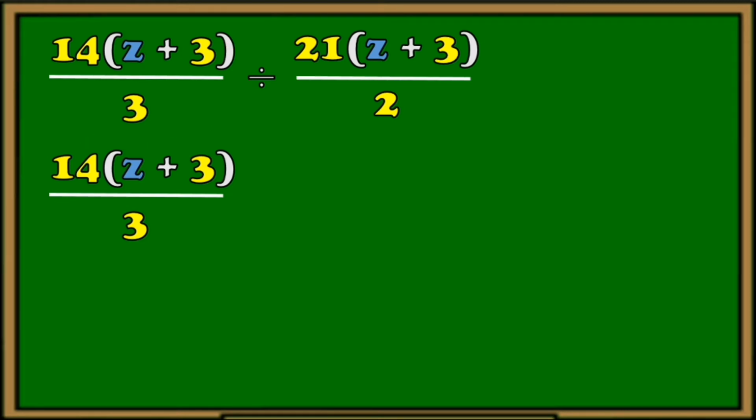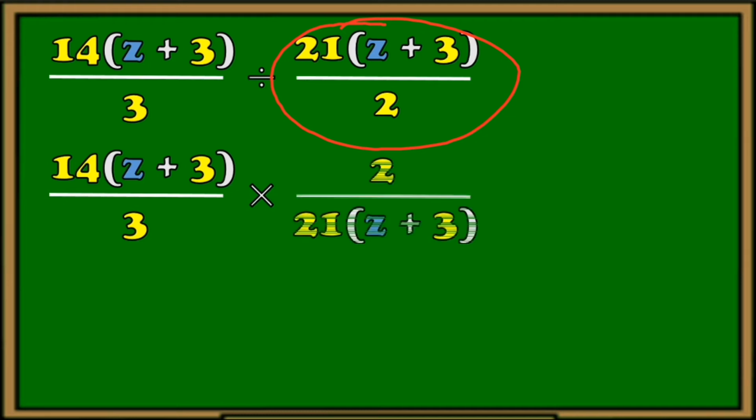And we're going to change the operation from division to multiplication. And let's get the reciprocal of 21 times the quantity of z plus 3 over 2. And that would be 2 over 21 times the quantity of z plus 3.